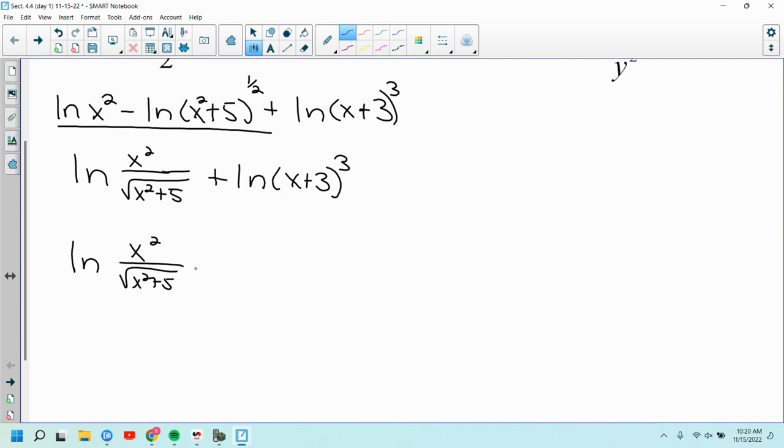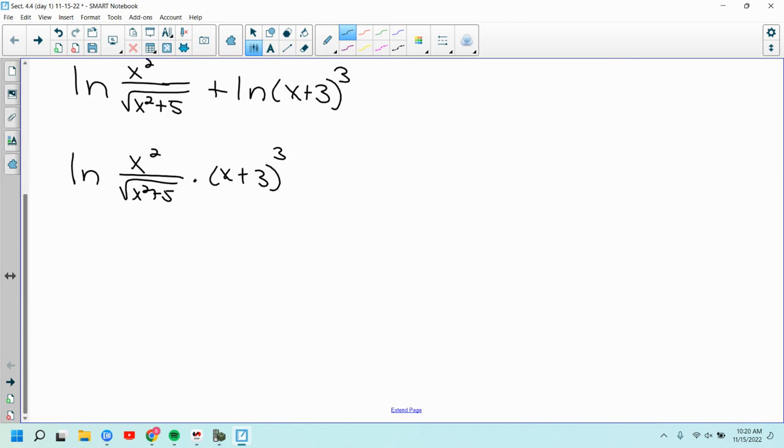I'll get some students that will write it like this. And although it's not incorrect, it's not simplified. It's not written in the proper format. It's got to be one numerator, one denominator. Question is, does that x plus 3 cubed go in the numerator or denominator? Has to go where? Numerator.